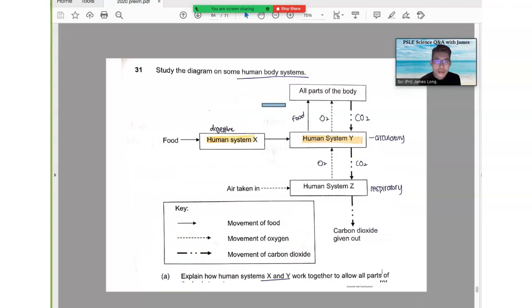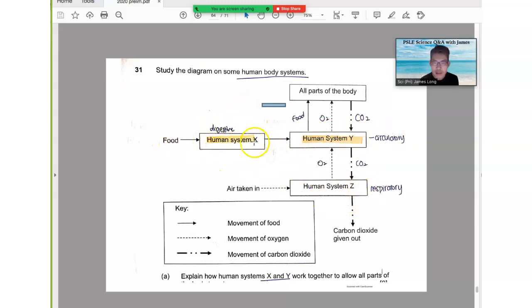Let's move on. Now, this is a human body system question, and when questions get a bit more complicated, it means that multiple systems are combined together. So here you can see that there are three systems combined together: the digestive system, the circulatory system, and the respiratory system. How do you know it's a digestive system?